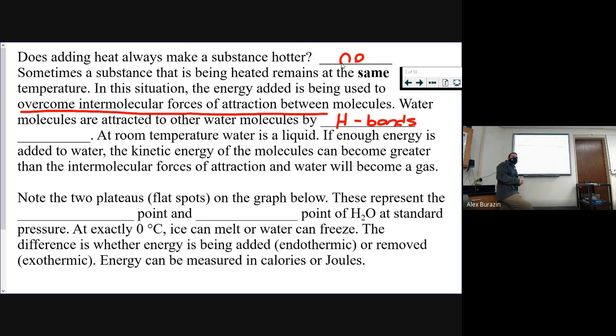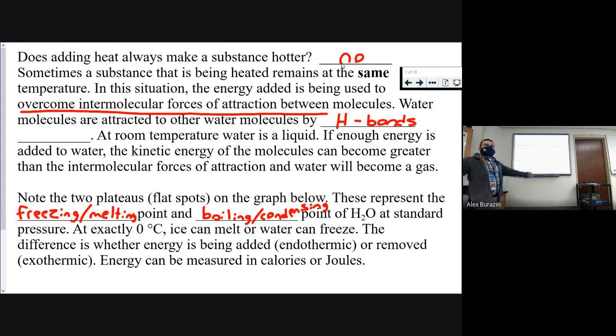We're missing the other one. If I go from gas to liquid, what's that called? Condensing point, yes. So I'm going to call these the freezing slash melting point, and the boiling slash condensing point, okay? Because it just depends on the direction, right?